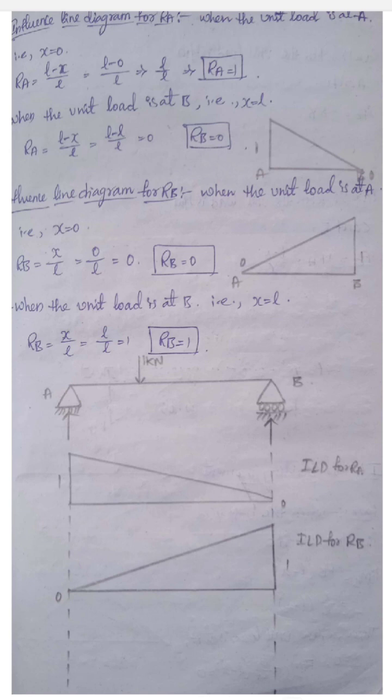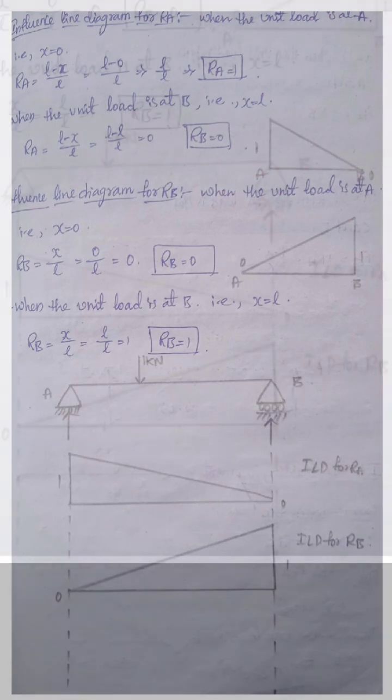Then how to draw the influence line diagram for RB? When the unit load is at A, that is x equal to 0, RB equals x by L, 0 by L, therefore RB equals 0. And when the unit load is at B, that is x equal to L, RB equals L by L, that is 1, RB equals 1. Then you can see the influence line diagram. At A you will have RB value 0, at B RB value is 1.